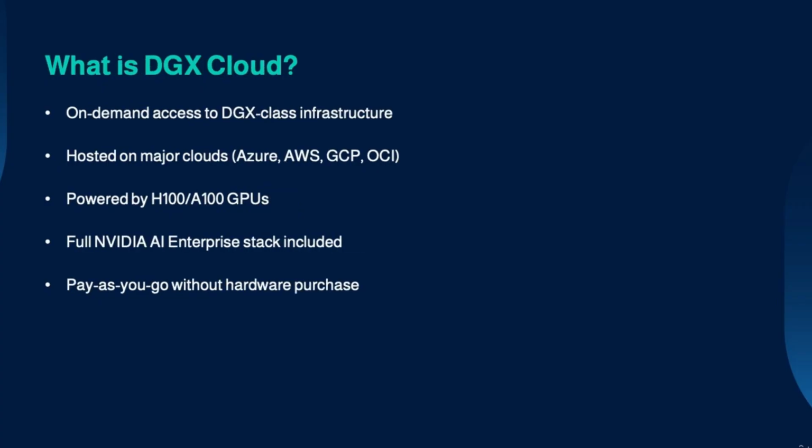DGX Cloud brings the power of DGX systems to the cloud. Instead of buying and hosting the hardware yourself, you can access H100 or A100 DGX class compute directly from your preferred cloud provider, whether it's Azure, AWS, Google Cloud, or Oracle Cloud. Each DGX Cloud instance comes preloaded with the NVIDIA AI Enterprise stack, so you can start training large models immediately. It's the perfect solution for organizations that need top-tier performance without the capital expense.